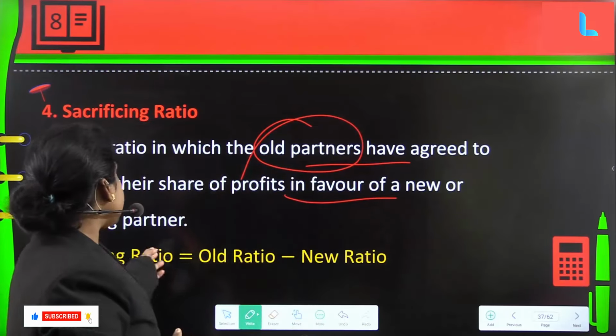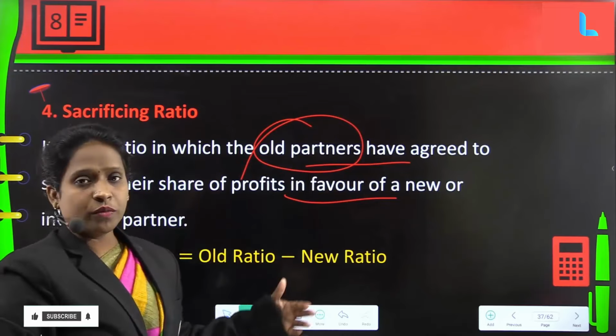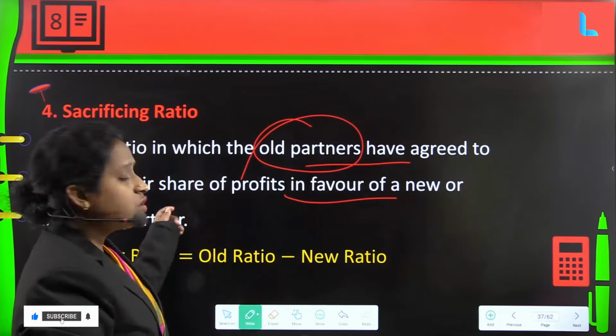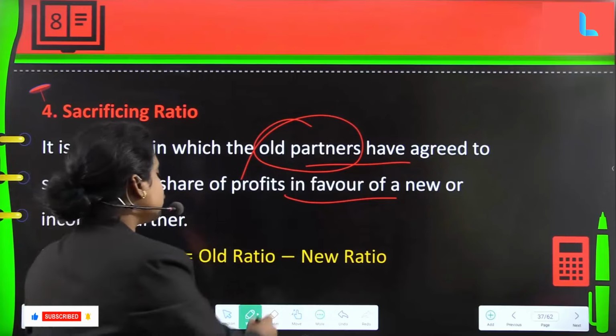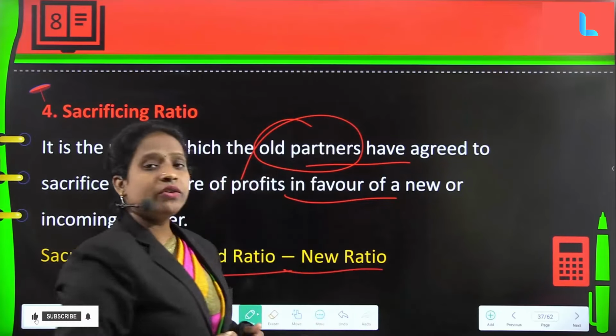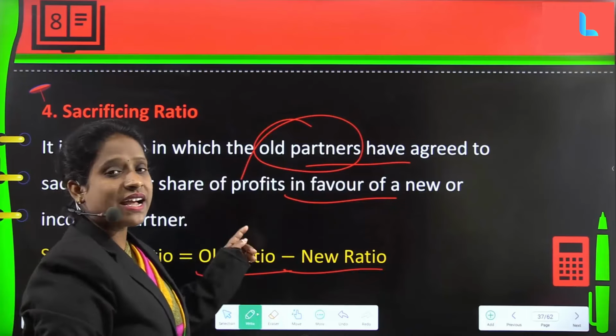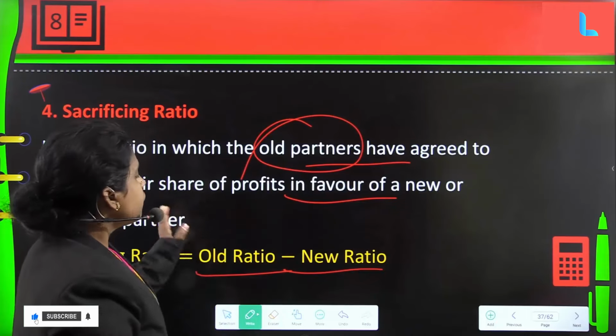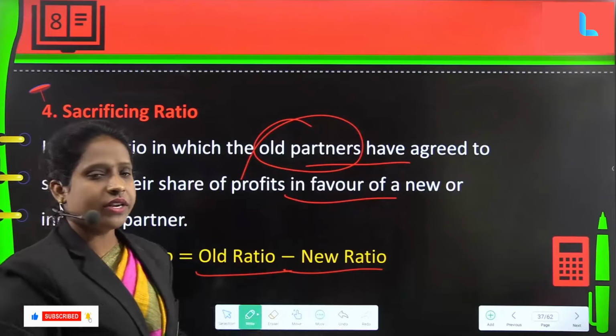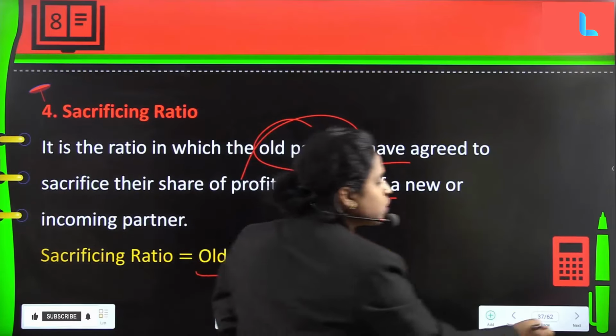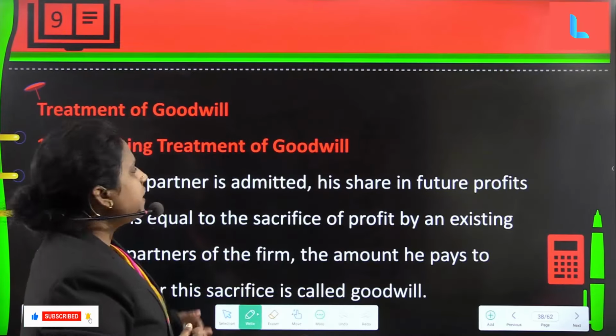So here we know the formula, let us understand it. Sacrificing ratio is equal to old ratio minus new ratio. This is the formula that we have to apply in order to identify the sacrificing ratio. So it is the difference between the old ratio and the new ratio, which in simple terms we call sacrifice. And next, treatment of goodwill.